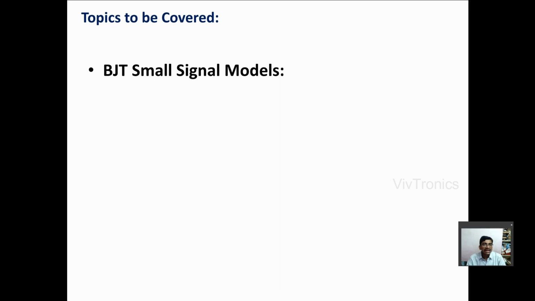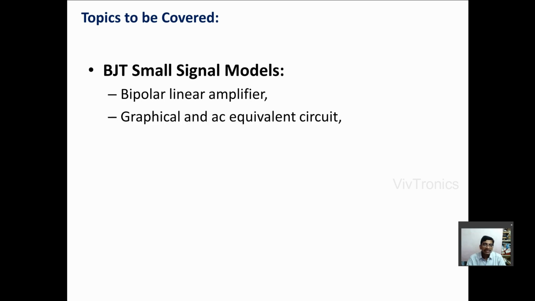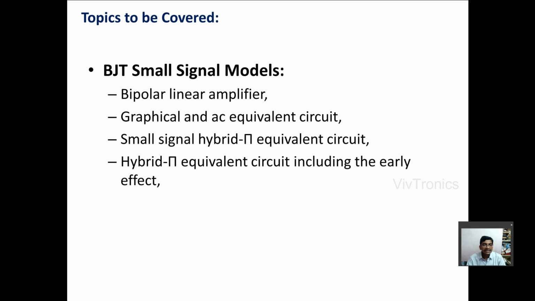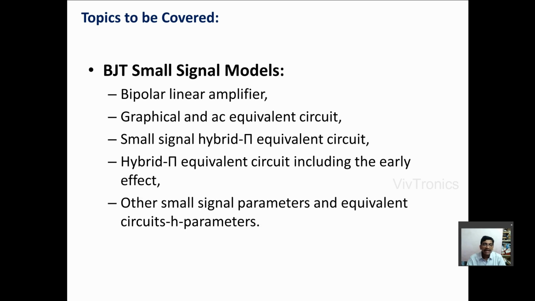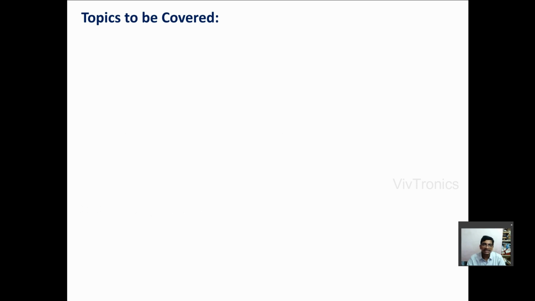The BJTs are nothing but the bipolar junction transistors, which we have already known. And what is a linear amplifier, the graphical and AC equivalent circuit of the BJT, the small signal hybrid pi equivalent circuit, hybrid pi equivalent circuit including early effect, and other small signal parameters like H parameter equivalent circuit, etc.